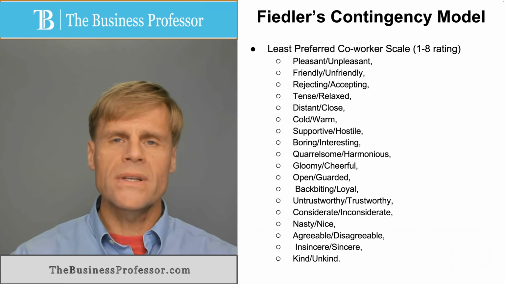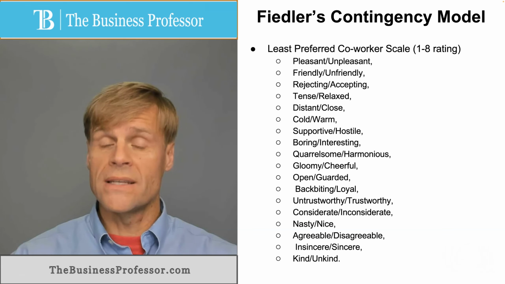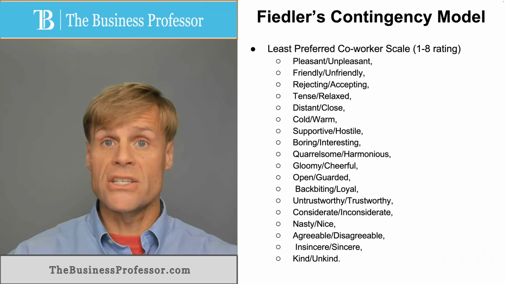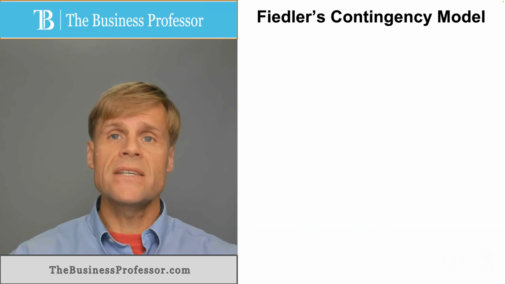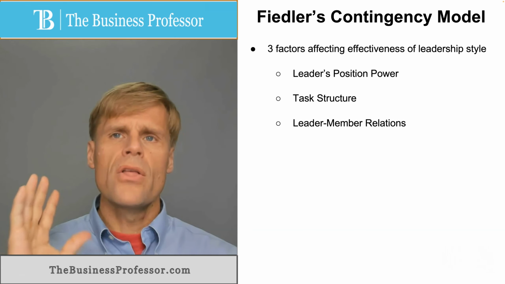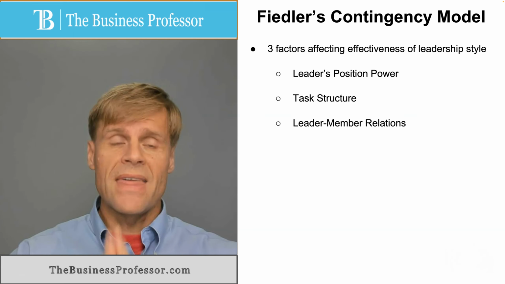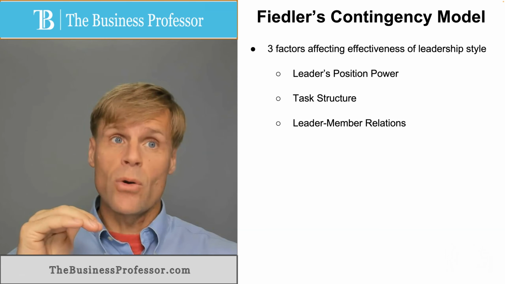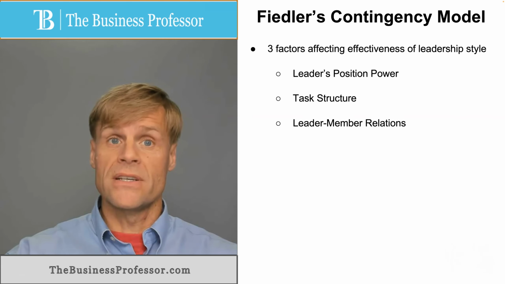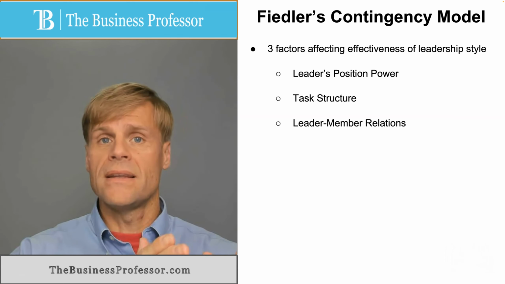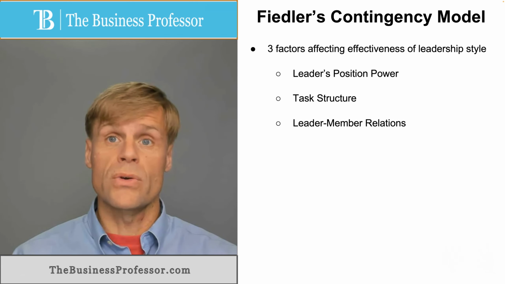A low score tends to mean task orientation. A high score tends to mean human relations orientation. And given the situation, there are 3 primary situational variables that affect or alter the effectiveness of either the task-oriented or the human relations-oriented style.